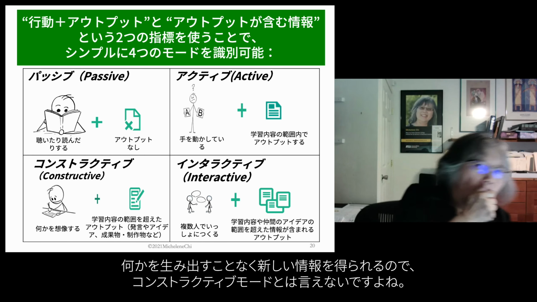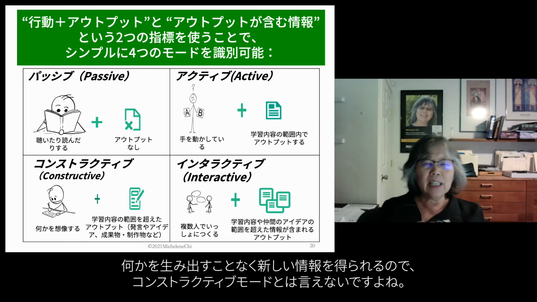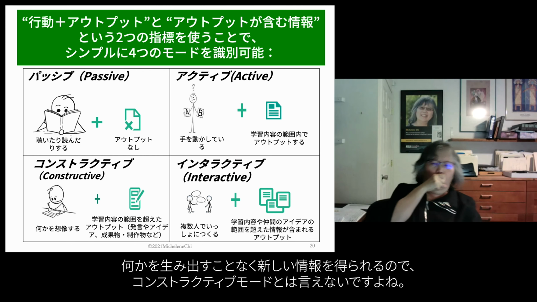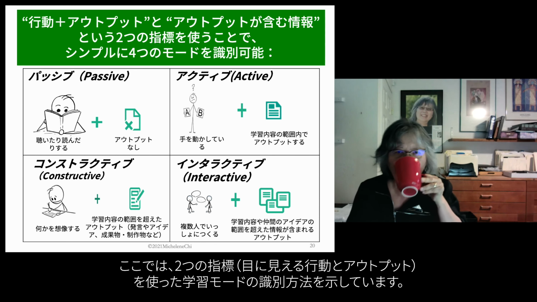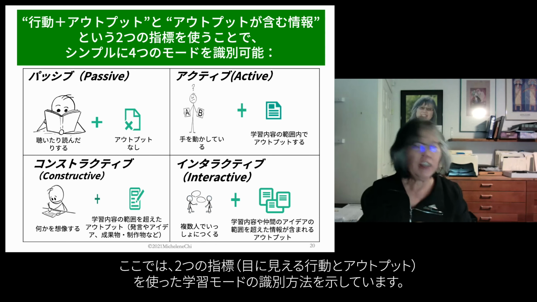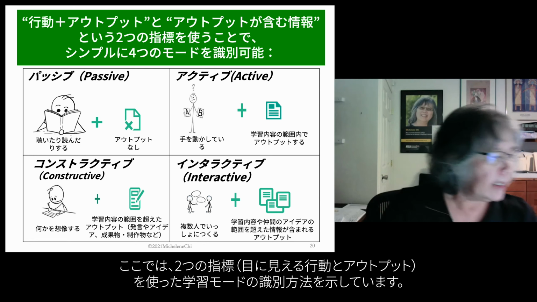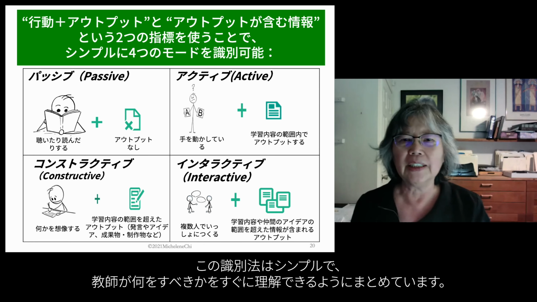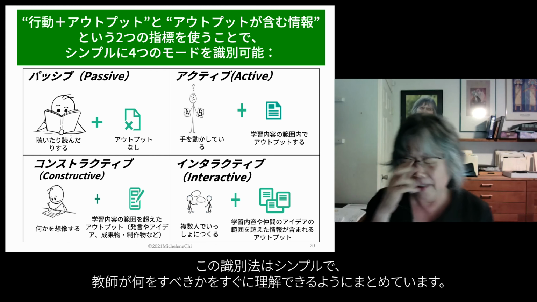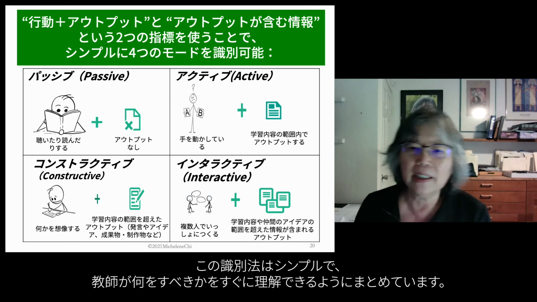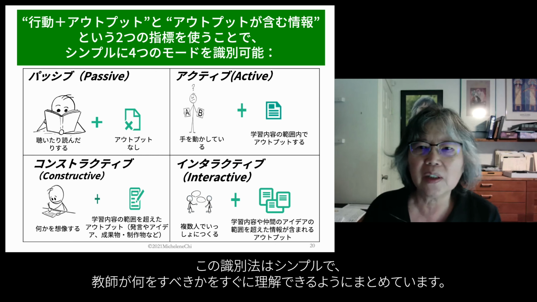So this slide shows the heuristic of using two indices. Very simple. I made this heuristic so it's easy for instructors and practitioners to just look at this and quickly gather what they should be doing. I mean, which one is which.